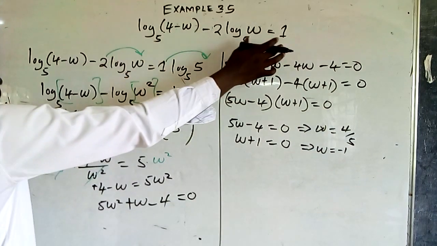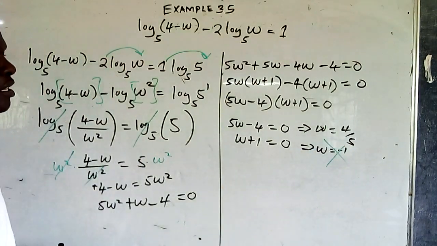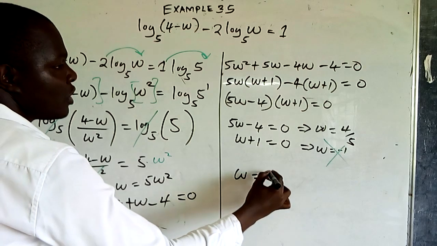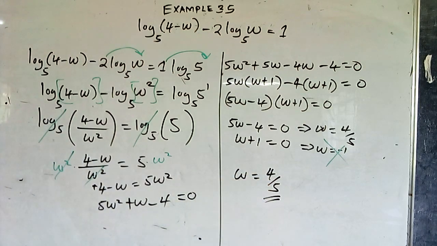Because these logs are not absolute values, you ignore the solution which is negative. So we get w is equal to 4 over 5. Are we together there? So that is how to handle a problem of that nature.